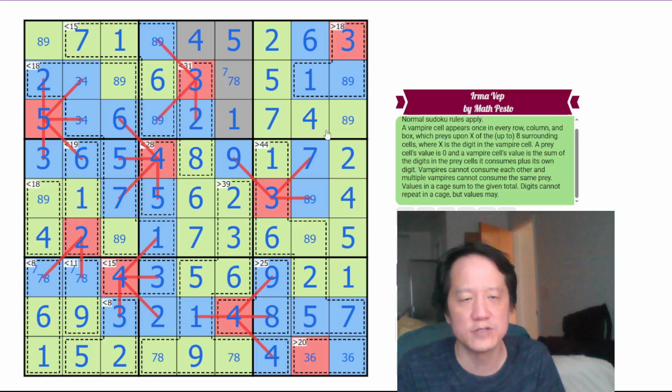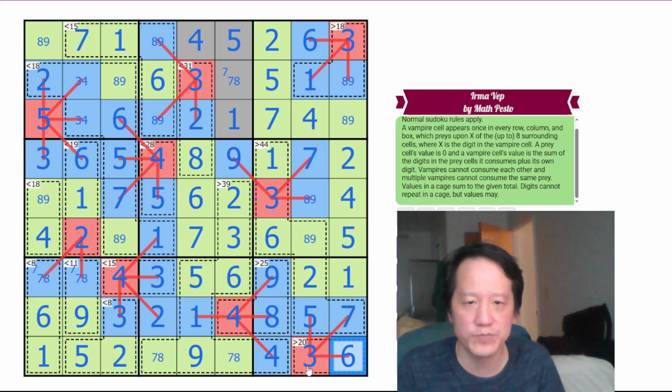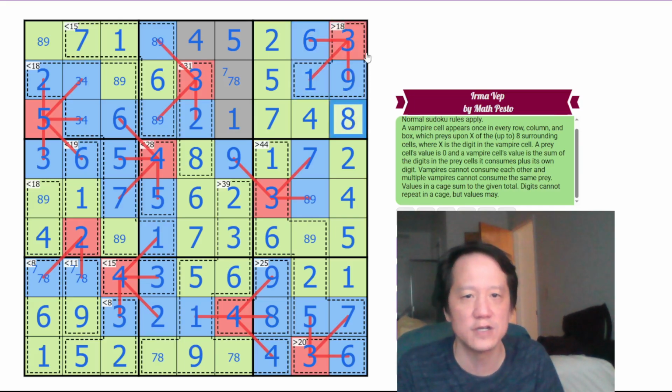Vampire 3 preys on these 3. This vampire 3 preys on these 3. This vampire 3 preys on these 3. And we just fill out the rest with Sudoku. This must add up to 19 or greater. So this can only be 9 then, which makes that 8.